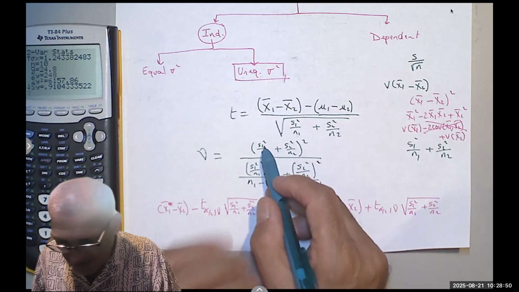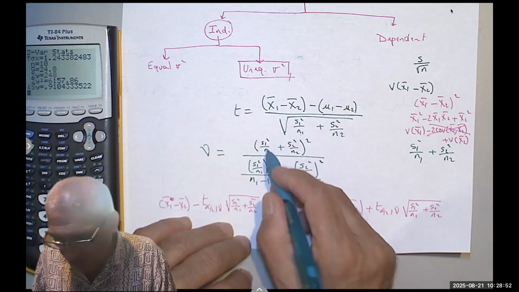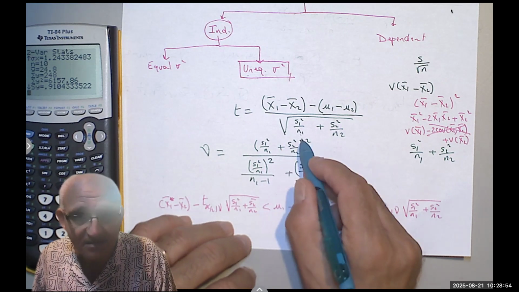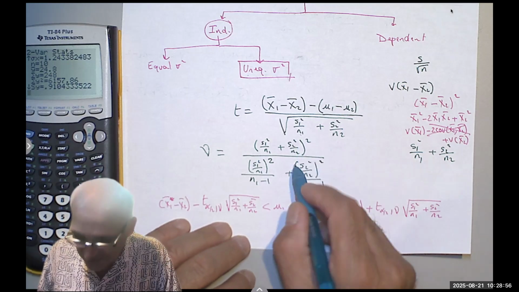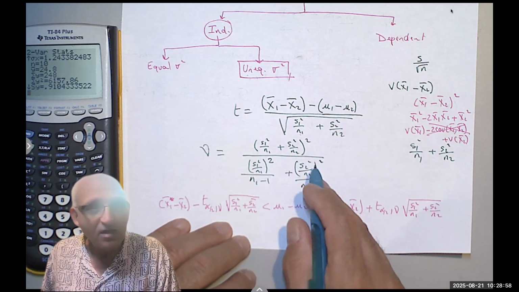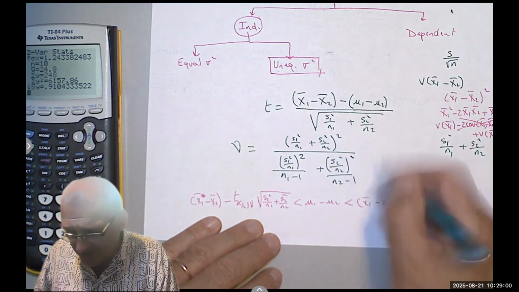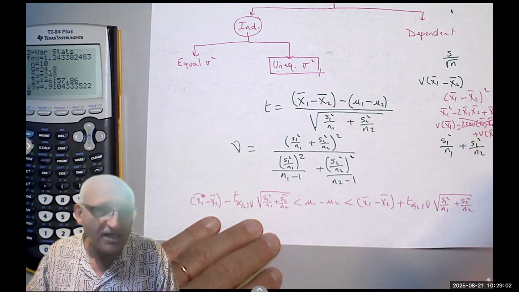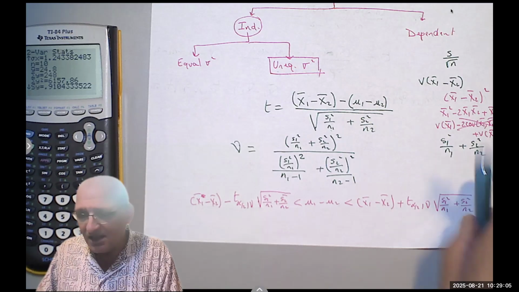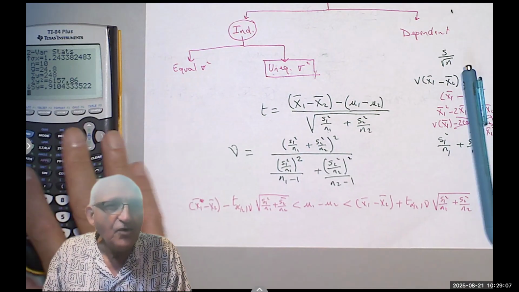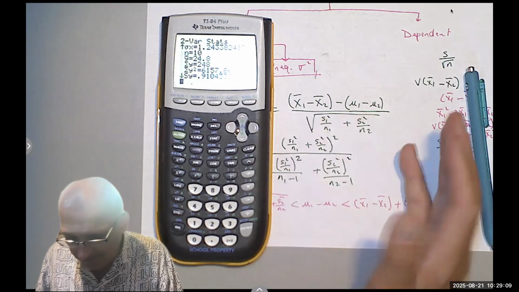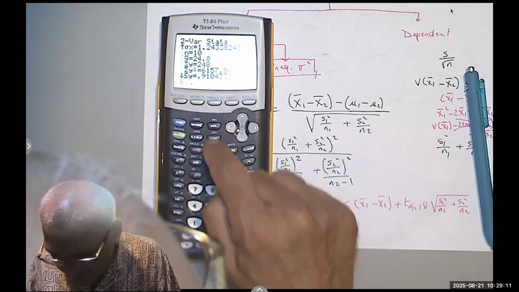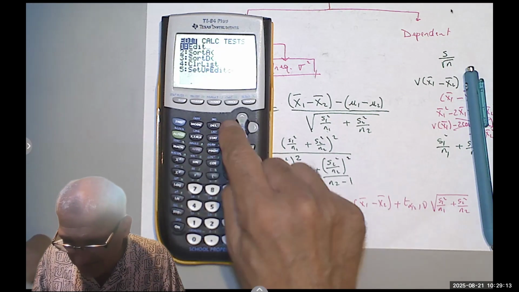I can divide 1.31 squared over 10 plus 0.91 squared over 10 quantities. You see how complicated it is? You can do that and find the degrees of freedom, truncate it, and then use the t table, but we can do that very simply by going to Stat and going to Tests.